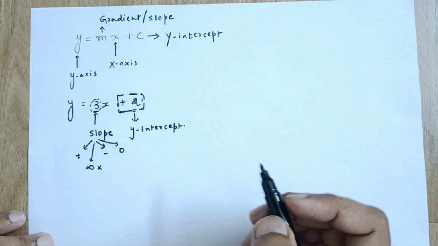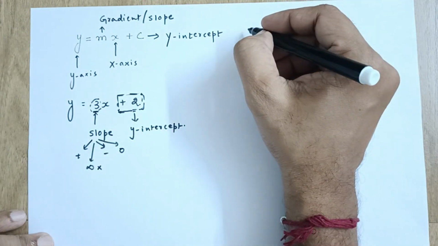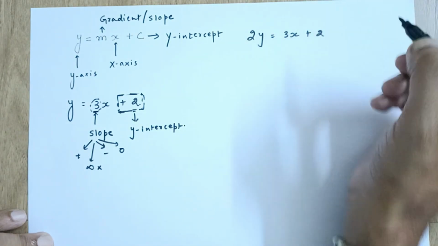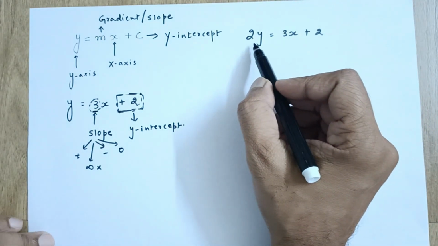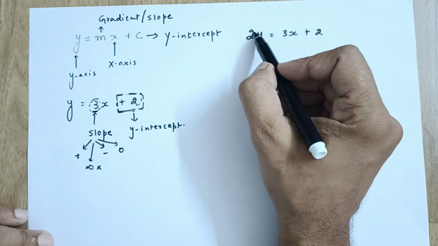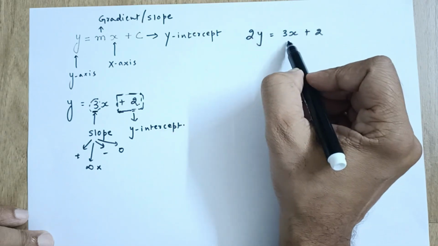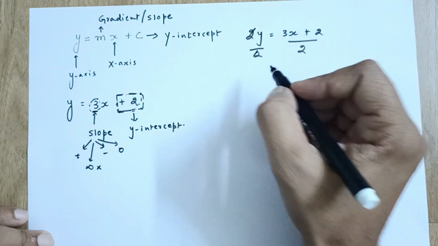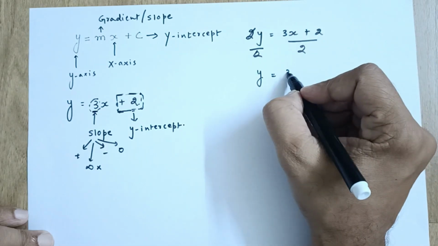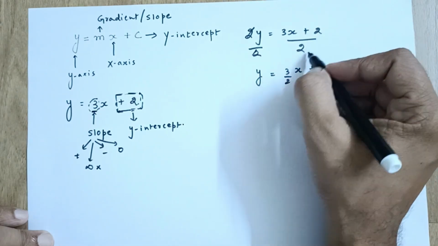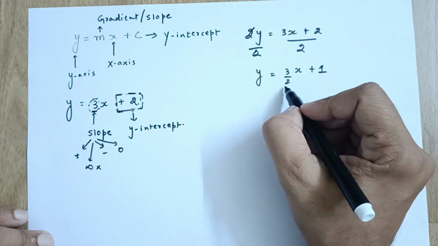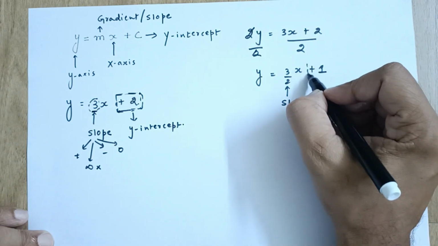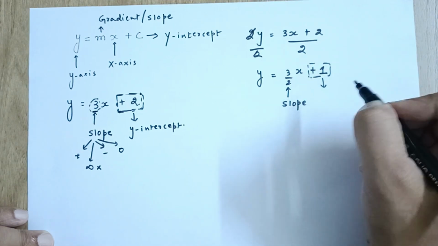For example, you might be given an equation 2y = 3x + 2. Then in this case, first of all, you need to eradicate this 2 and keep y alone. That means I'm going to divide both sides by 2. This 2 gets cancelled. y = 3/2 times x + 2/2, that is 1. So in this case, 3/2 is the slope, and including the sign, plus 1 is the y-intercept.